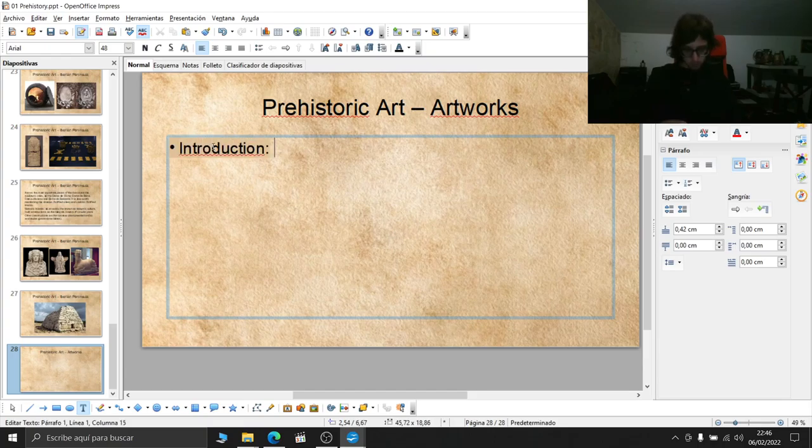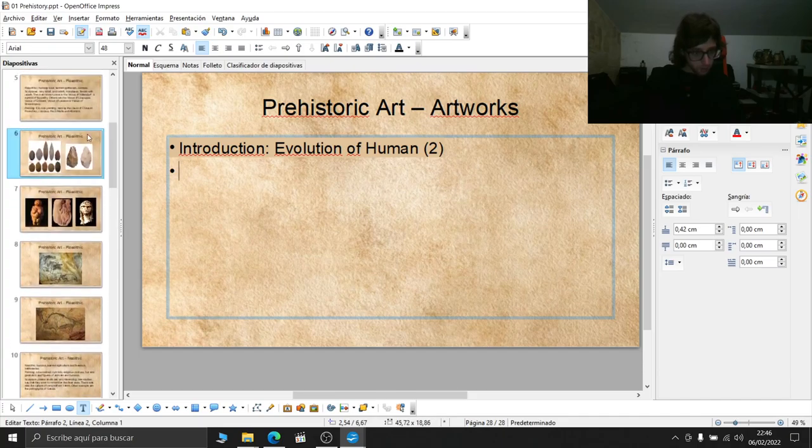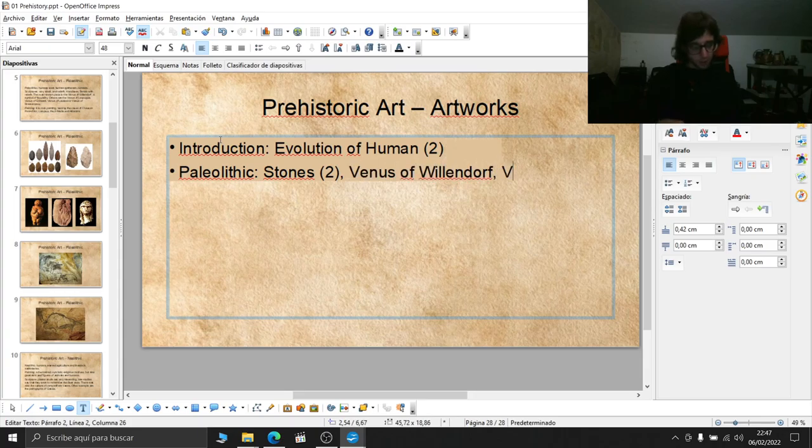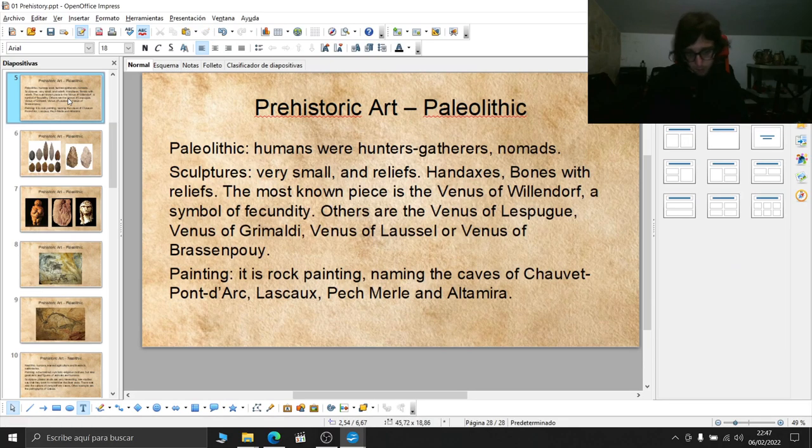Introduction. Evolution of human. Those two pictures. Paleolithic. This is stones, two pictures, Venus of Willendorf, Venus of Lausel, and Venus of Rasenpoy, but I want to see Willendorf, Lausel, Rasenpoy.